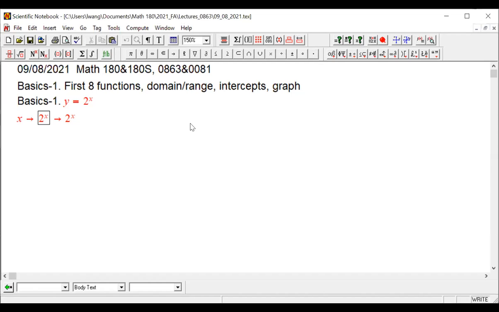So then naturally we'll be thinking about domain. What number will be qualified for input, and what will be the consequence of the domain, which makes the range?